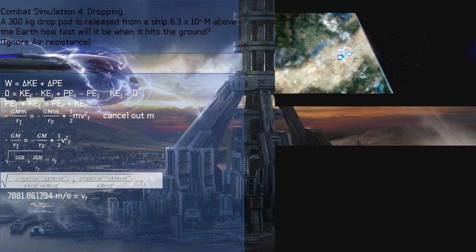Calculating all of that leaves us with a final velocity of 7,882 meters per second. And notice how small m gets canceled out. So regardless of the weight of the object dropping, the speed will be the same. This is a 300 kilogram drop pod. If I dropped a 1,000 kilogram drop pod, the value would still remain exactly the same.